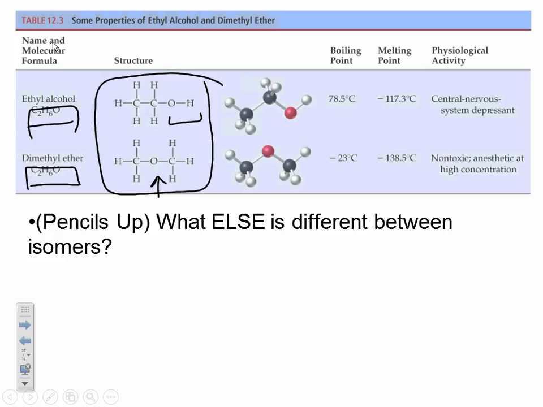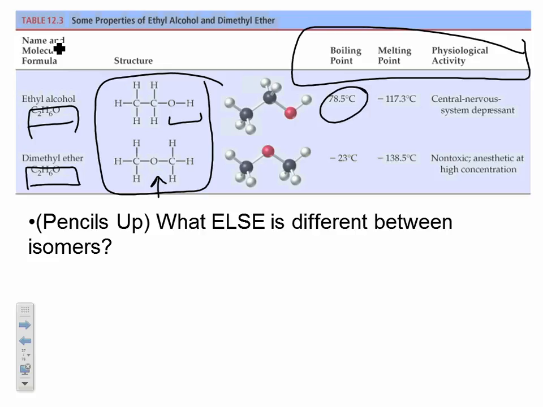And looking at this chart: boiling point, melting point, physiological activity. Boiling points of these 2 different compounds. One is 78.5 degrees Celsius and one is minus 23 degrees Celsius. They are entirely different boiling points. Ditto for the melting points. Minus 117 versus minus 138. Very, very different melting points.